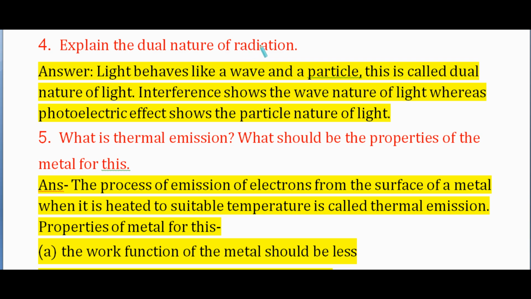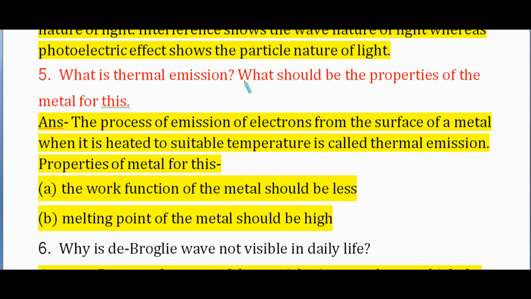Explain the dual nature of the radiation. Light behaves like a wave and a particle. This is called dual nature of light. Interference shows the wave nature of light, whereas photoelectric effect shows the particle nature of light.